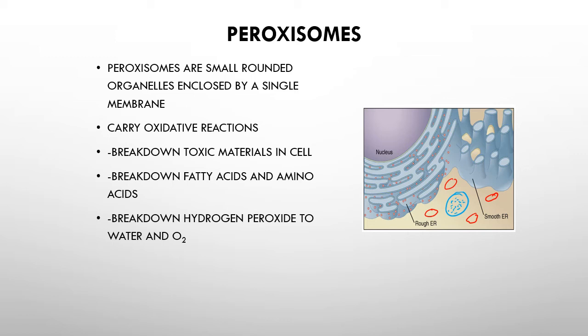So we're able to basically neutralize toxic materials, break those down, and get them into something that is no longer harmful to the cell itself. We're going to be able to neutralize substances within the cell, break down fatty acids and amino acids within the cells themselves, and be able to liberate them out into the rest of the body so that we don't get any harm from these substances.